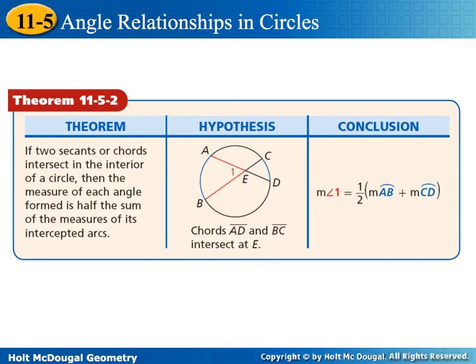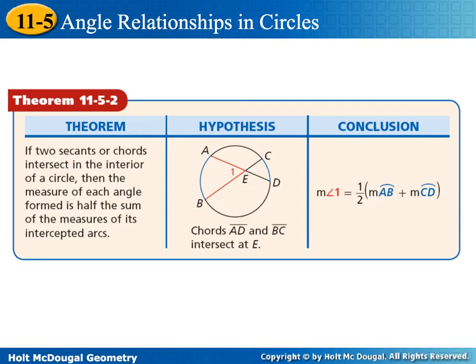All right, so if two secants or chords intersect in the interior of a circle, then the measure of each angle formed is half the sum of the measures of its intercepted arcs. So basically what it's saying is this red angle equals the blue arc plus this blue arc divided by 2. So red angle equals blue plus blue divided by 2.